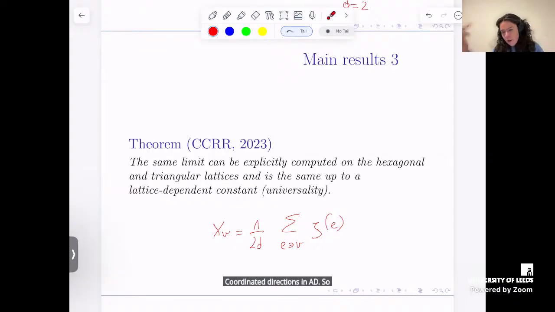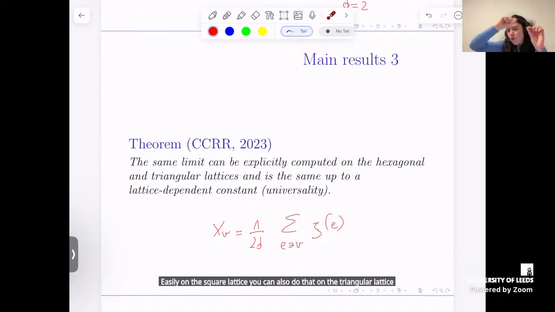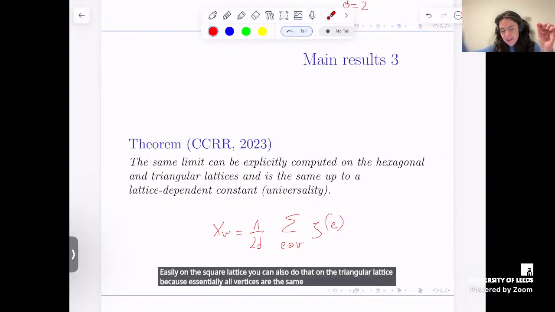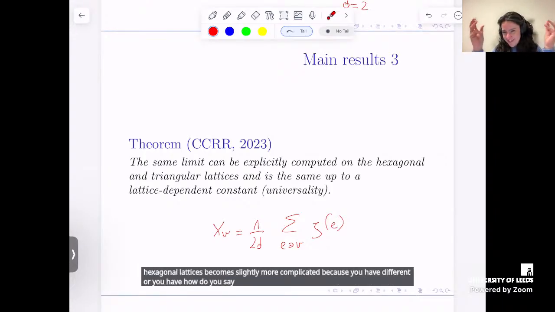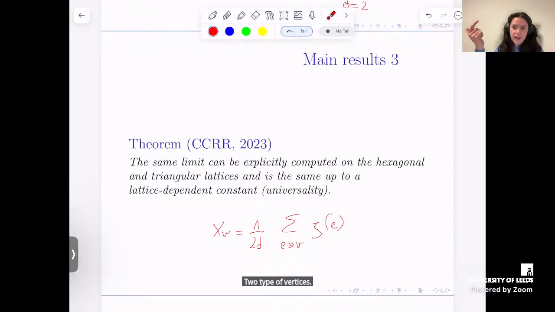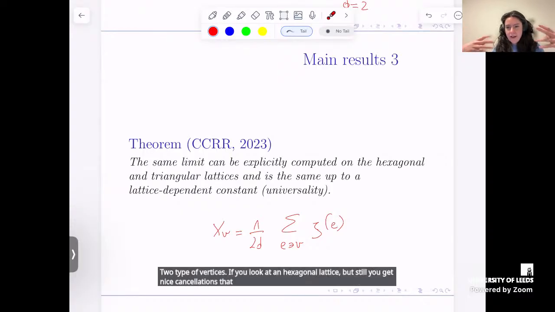So you can do that, of course, easily on the square lattice. You can also do that on the triangular lattice, because essentially all vertices are the same on the triangular lattice. On the hexagonal lattice, it becomes slightly more complicated because you have two types of vertices. But still you get nice cancellations that enable you to say, okay, I am approximating the R^d directions via the edges of my discrete graph, okay?